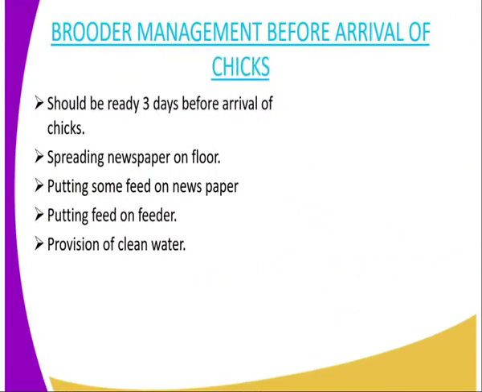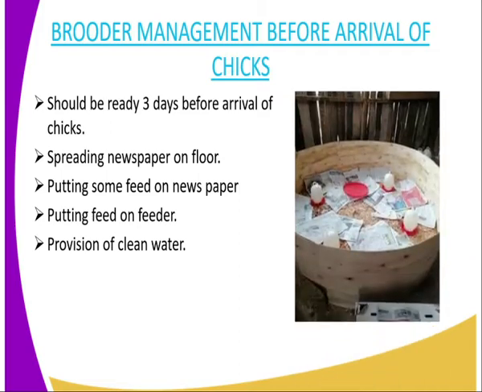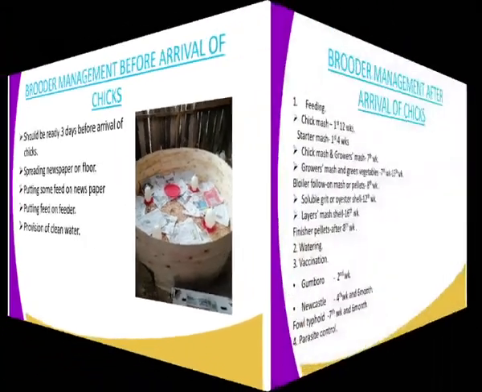Then we have the brooder management before the arrival of the chick. The first one, it should be ready 3 days before the arrival of the chick. Number 2, you are supposed to spread newspapers on the floor where you are supposed to put the feed for the chick. Number 3, putting some feed on the newspaper. Number 4, putting feed on the feeder. And finally, provision of clean water to the chicks. As you can see, it is well demonstrated using these diagrams.